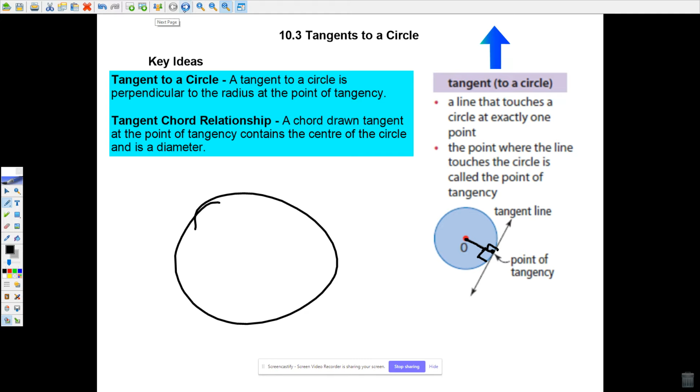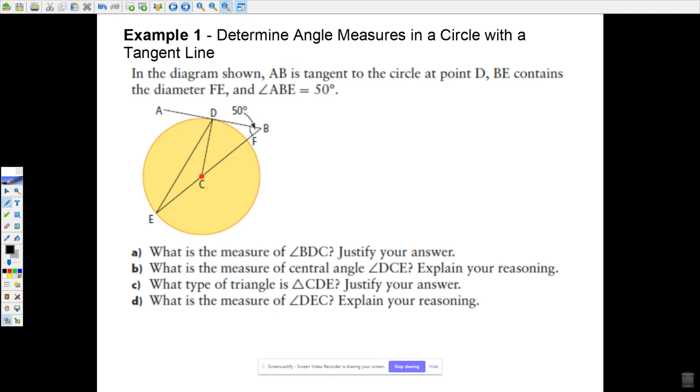Let's look at the first example. Example 1 says to determine the angle measures in a circle with a tangent line. Okay? In the diagram, AB, so this line right here, is tangent to the circle at point D. So there's the point of tangency, right at point D. BE also contains the diameter FE. So F to E is the diameter because it goes through the center.